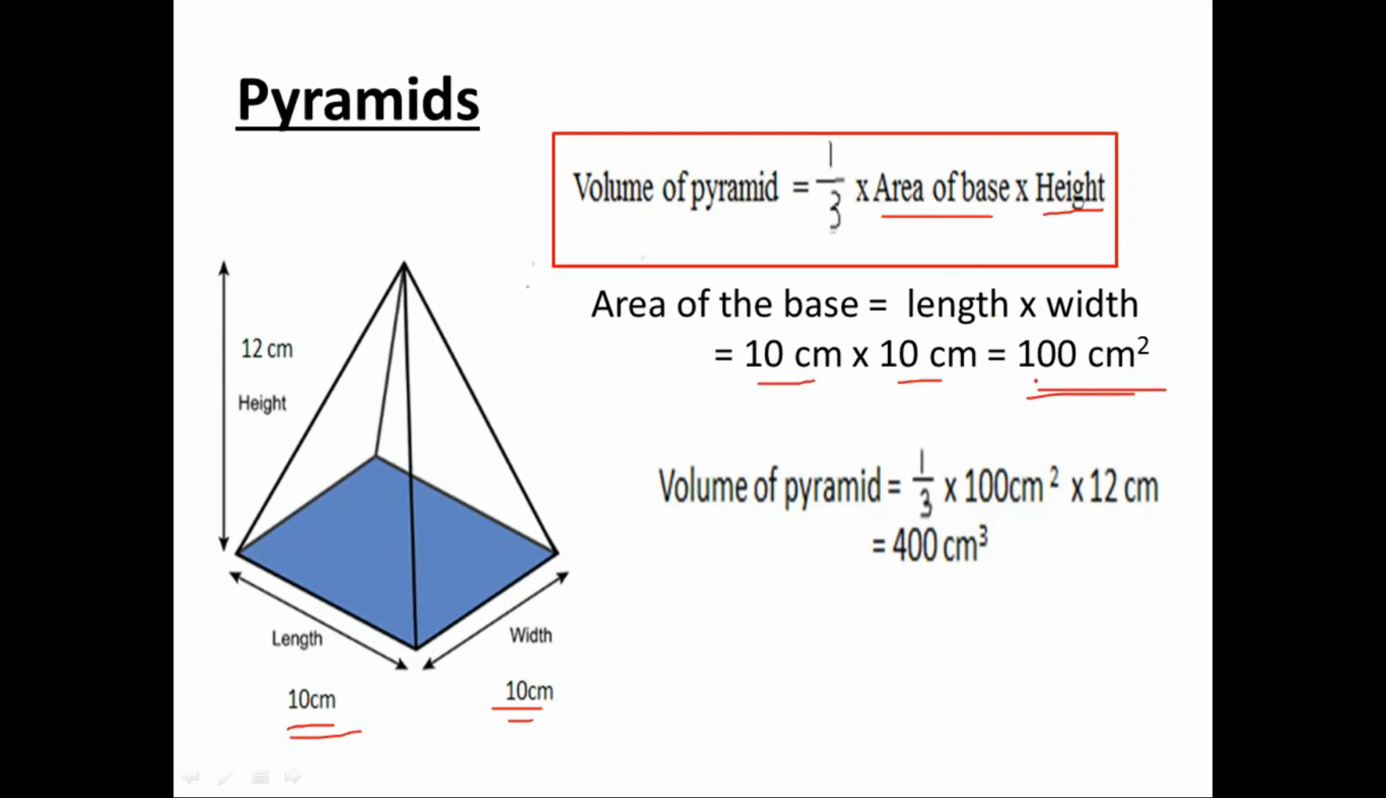After we find out that area, we apply that into the volume formula of the pyramid. That is 1/3. So 1/3 is here, and 100 centimeter squares, that is the area of the base, and multiply by height. So that is given as 12 centimeter. So when we multiply that, we get 4 times into 100, that is 400 cubic centimeter. So that's how we have to find out volume for a pyramid.